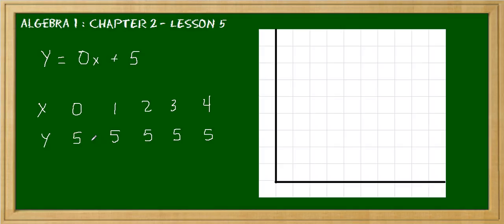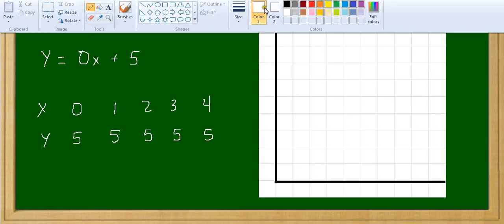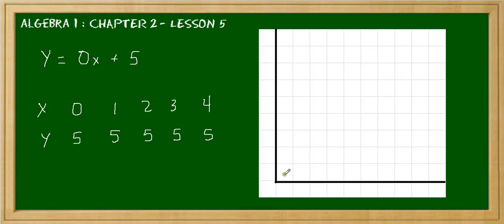So for all of our values here, y is always equal to 5. Why? Because no matter what you put in for the x value, it's going to be multiplied by 0. And if it's multiplied by 0, then it will always be equal to simply this b constant, which is plus 5. So we're going to graph the function, which means we're going to have to get our black marker.